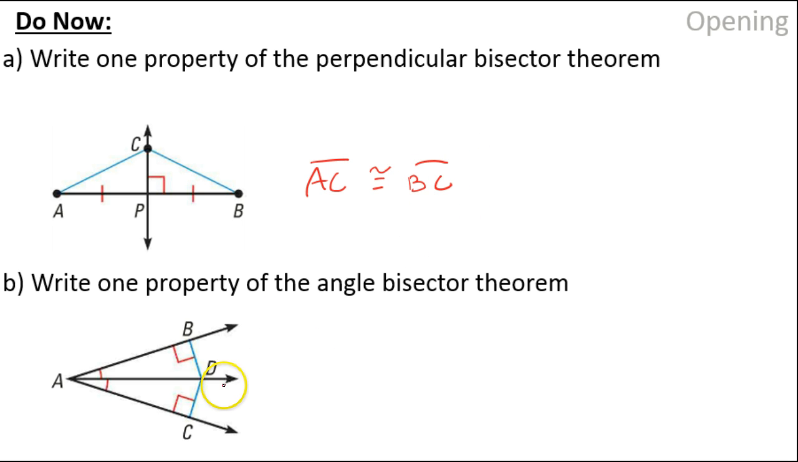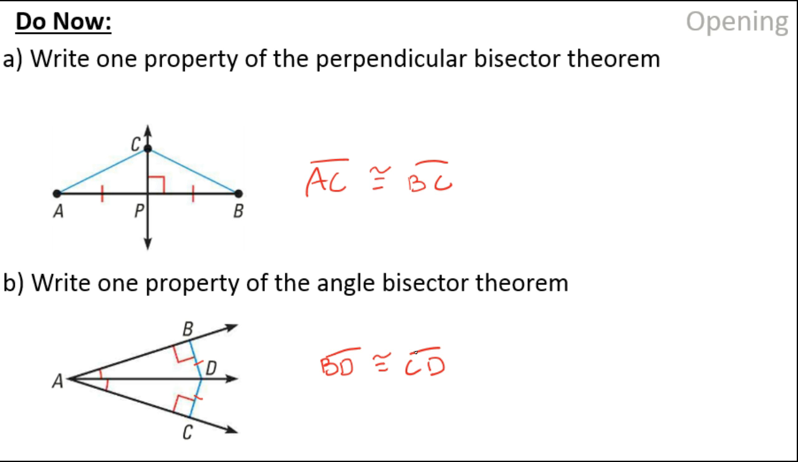And for the angle bisector theorem, we know that the shortest distance from a point on your bisector to a point on your side of your angle should be congruent on both sides, which means I want to state that BD is congruent to CD. So these are just outcomes from the actual theorems themselves. We proved this back in lesson 3, I believe.